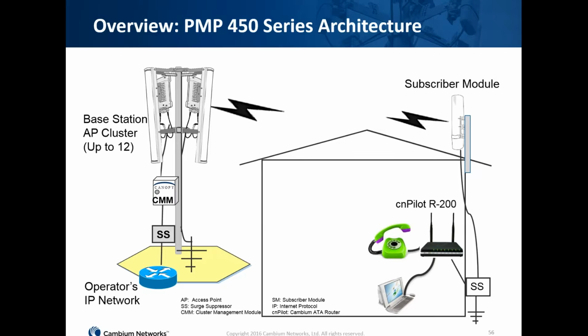It's the typical point-to-multipoint type application where you have an access point set on a tower somewhere. The subscriber module would connect to your customer's home, and then we also have what we call a CN Pilot, which is our ATA that can provide VoIP services inside the house that will allow you to troubleshoot all the way into the home to see what's going on.